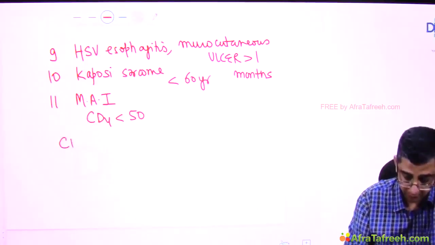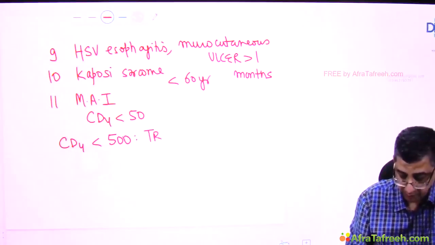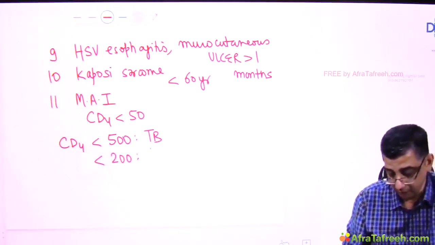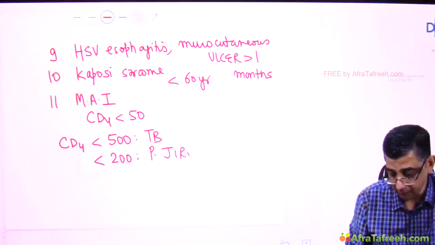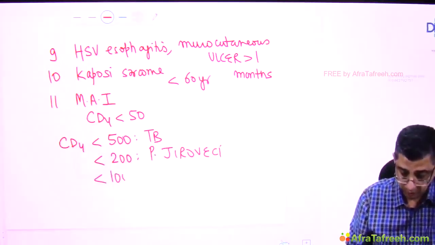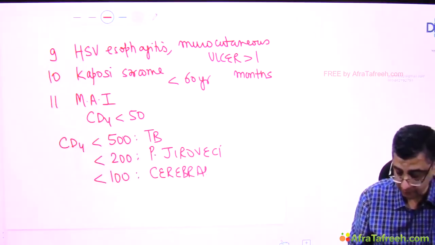From the count perspective, do remember, if the CD4 count is less than 500, it is TB that comes in. When the count becomes less than 200, then it is jirovecii. That is one of the leading infections which is present. When the count comes down to 100, it can contribute to seizures, that is cerebral toxoplasmosis.